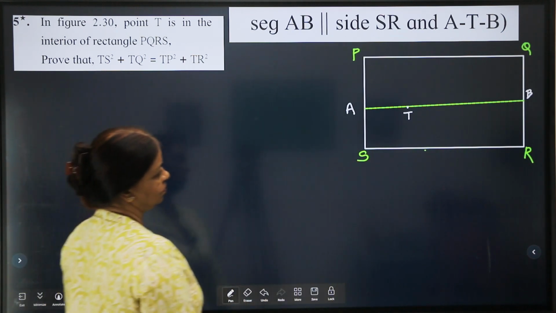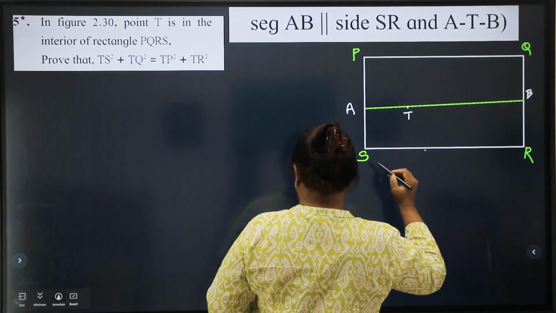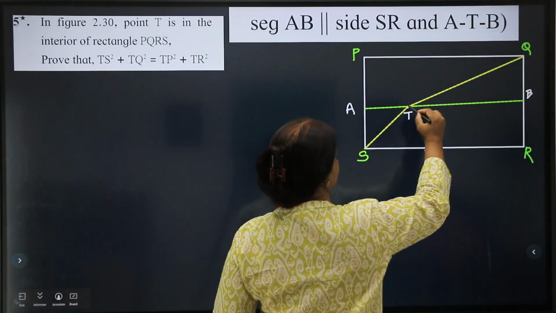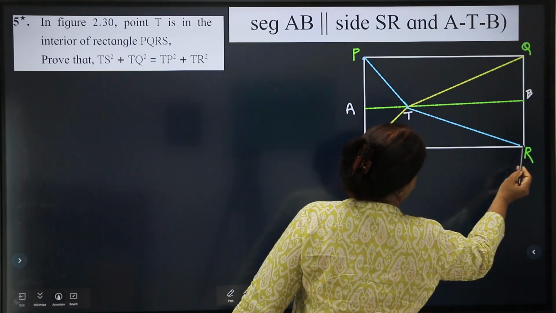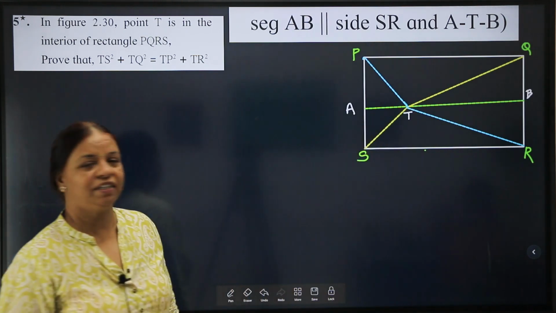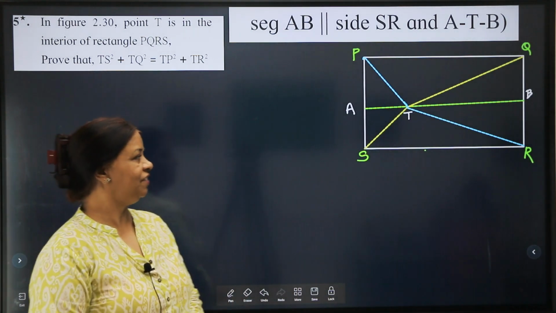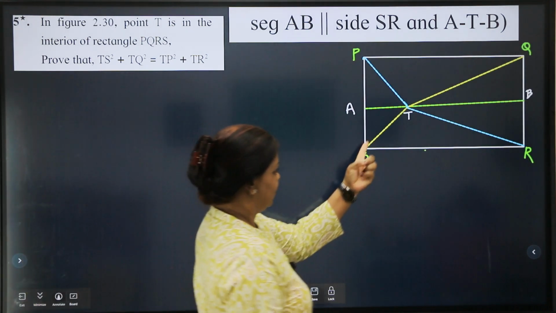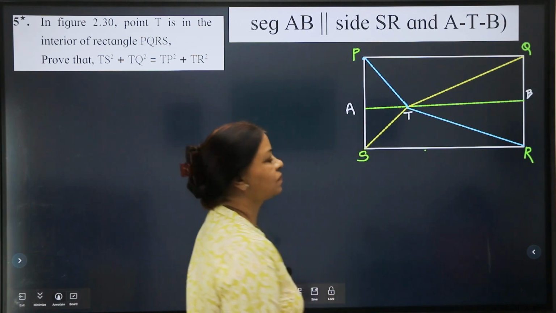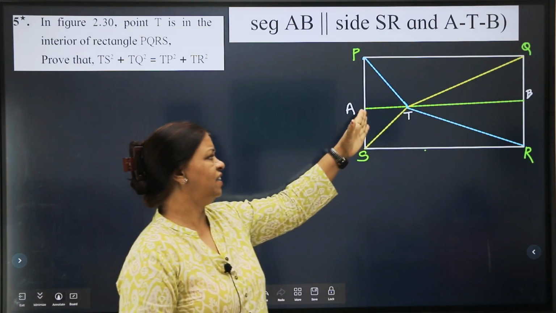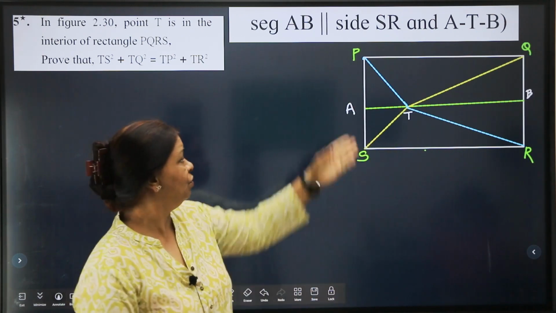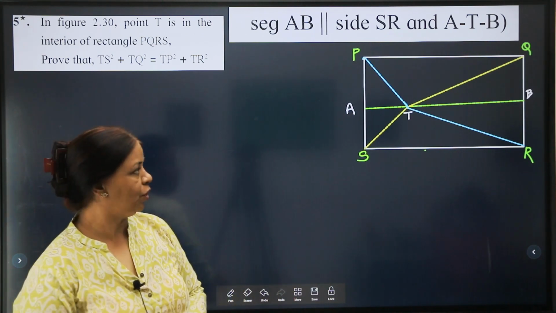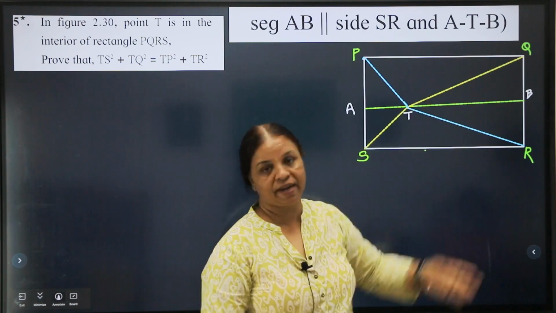TS square. So I need to draw this line. It is very easy, some children. It appears very tough, but it is going to be very easy. We will do it very nicely. Let's begin, children. So we want TS square, and it is not mentioned that A is a midpoint of PS. It is not mentioned. So we cannot consider A as midpoint or B as midpoint of QR.